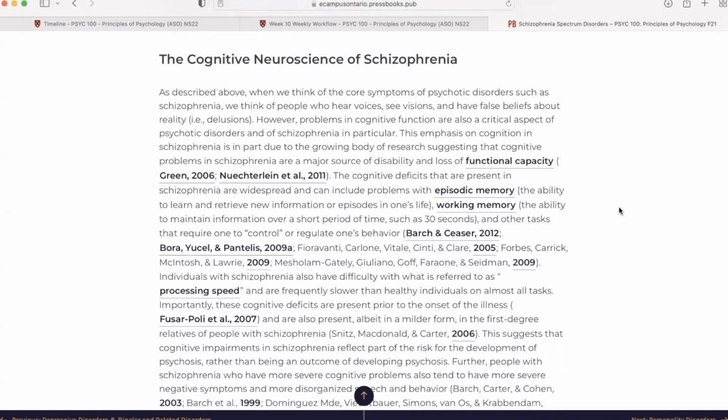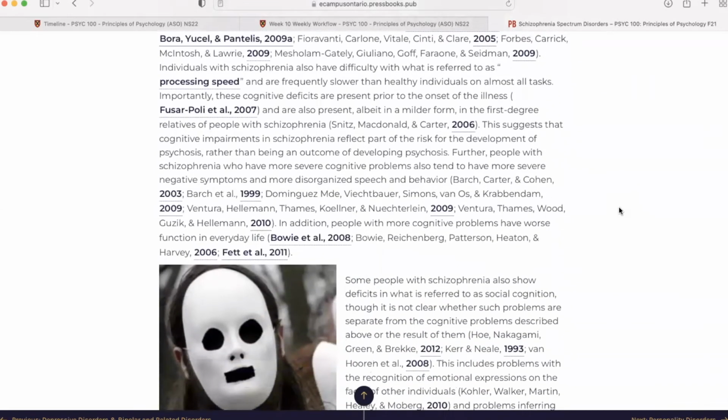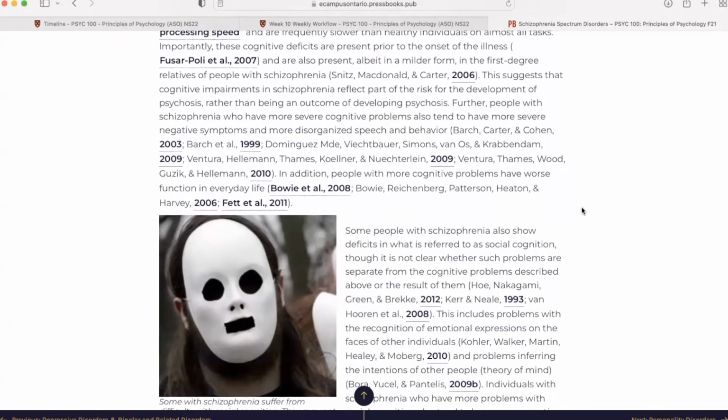Individuals with schizophrenia also have difficulty with what is referred to as processing speed and are frequently slower than healthy individuals on almost all tasks. Importantly, these cognitive deficits are present prior to the onset of the illness and are also present, albeit in a milder form, in the first degree relatives of people with schizophrenia. This suggests that cognitive impairments in schizophrenia reflect part of the risk for the development of psychosis, rather than being an outcome of developing psychosis.